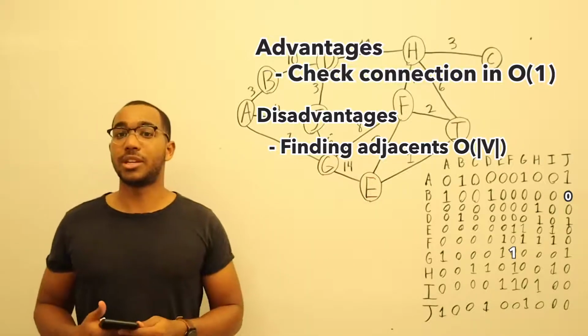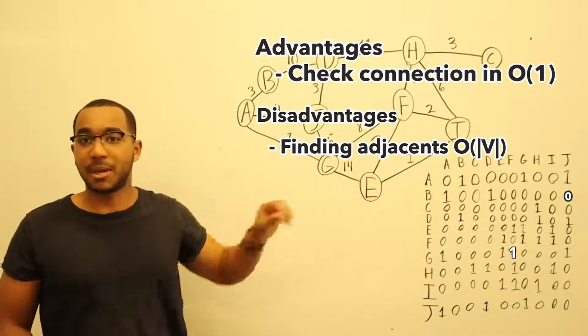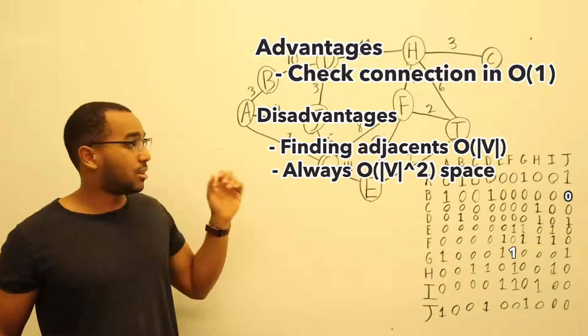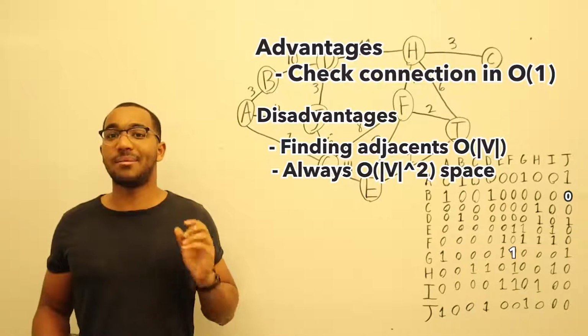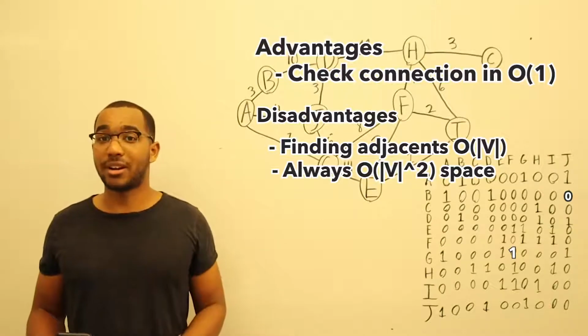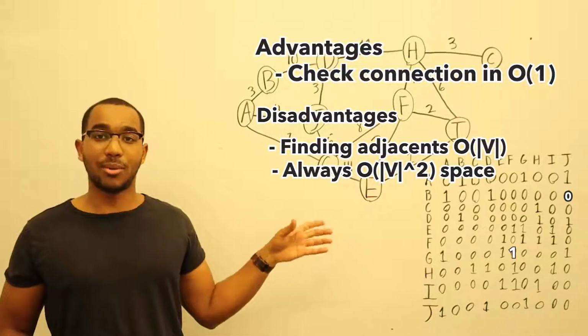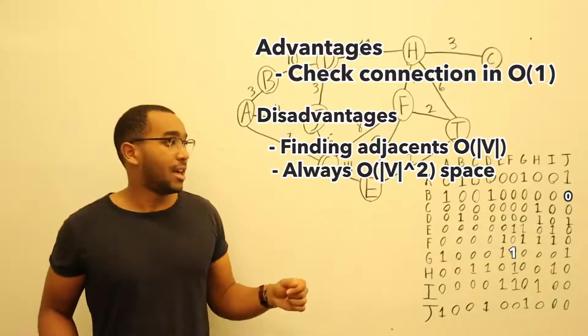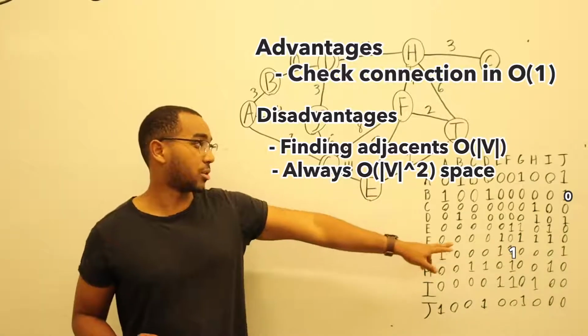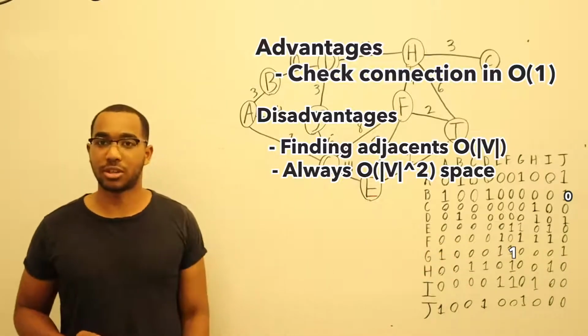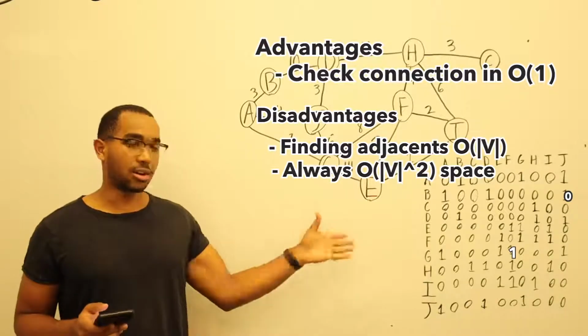The other issue with the adjacency matrix is the amount of space that it takes up. So the adjacency matrix will always take up big O of V squared space. We're always going to be representing V by V vertices. So I just made a correction. G is also connected to F in the adjacency matrix, so that's just a small tweak correction there.